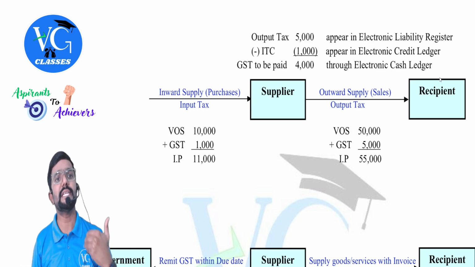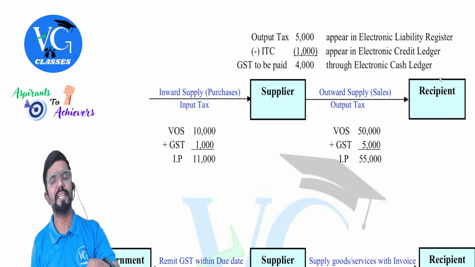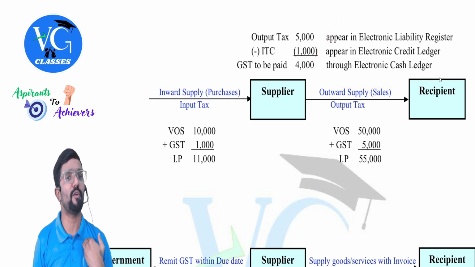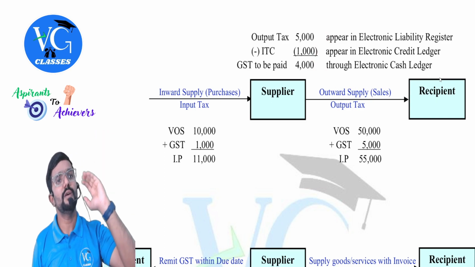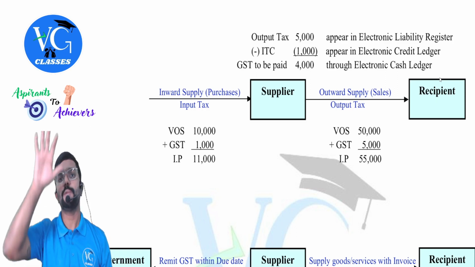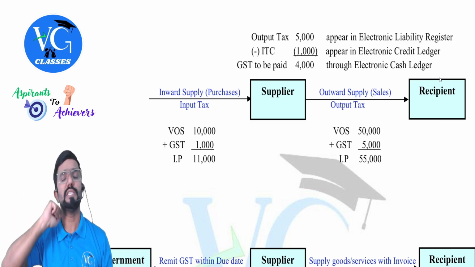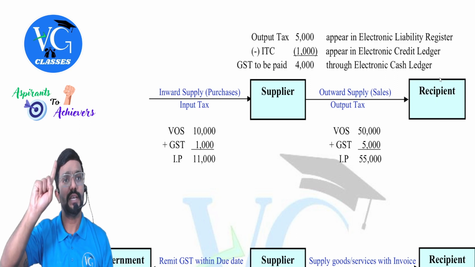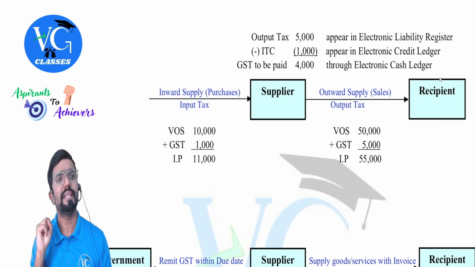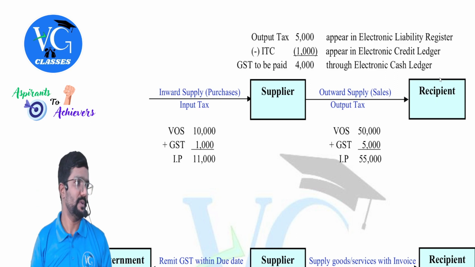Guys, whenever I get registered under GST, there will be three ledgers or registers appearing on my GST profile. On the GST portal, my profile would be created once I obtain the registration under GST. On my profile, there will be three ledgers. What are those three ledgers or registers, sir? Liability, the GST liability or electronic liability register, we call it as credit ledger and cash ledger.